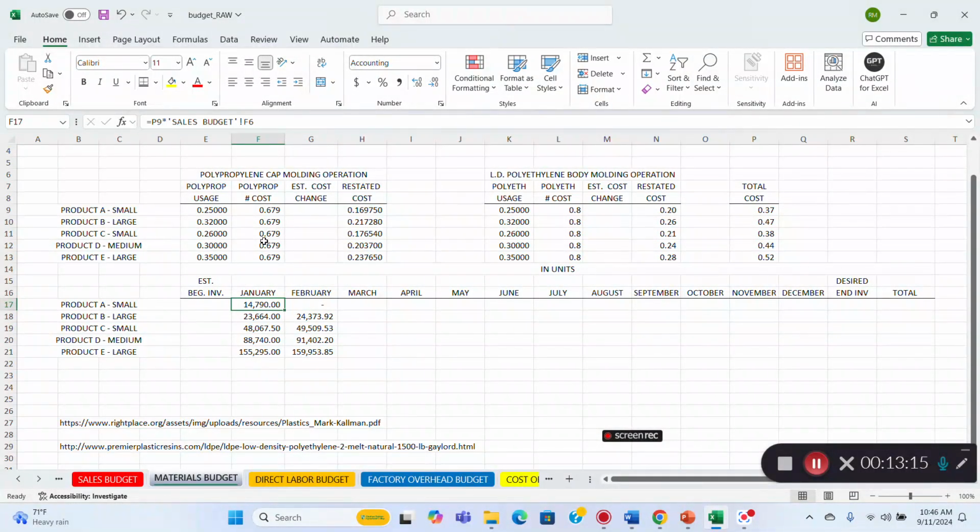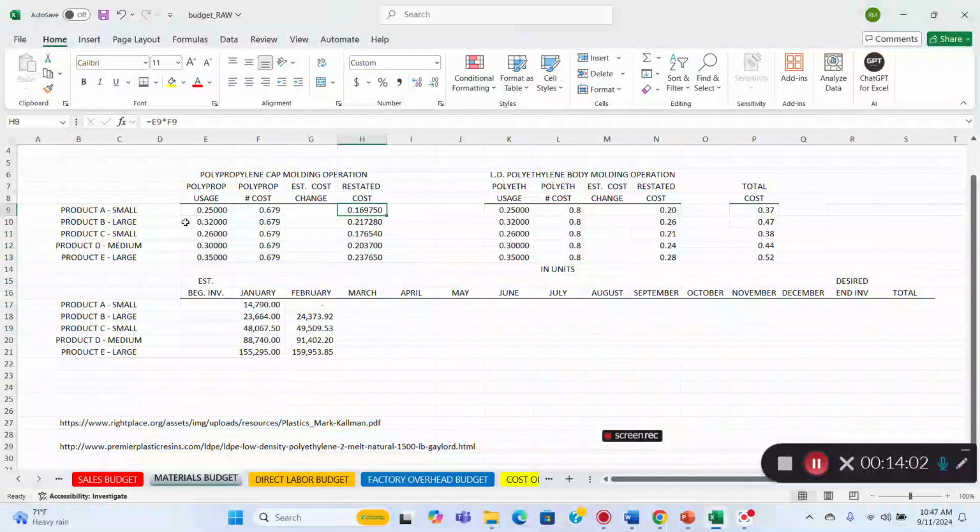if I look down through here, I see that I have this polypropylene cap in a molding operation. The usage is a quarter of an ounce or quarter of a pound or whatever we're looking at. And here's your cost. Now, I have, in this case, a restated cost based upon the usage. So, in other words, here's my raw cost. Here's my usage. If I multiply this times this, I get this.